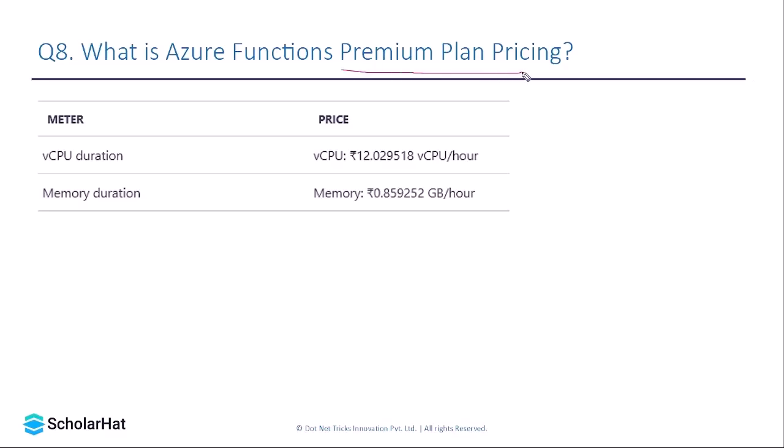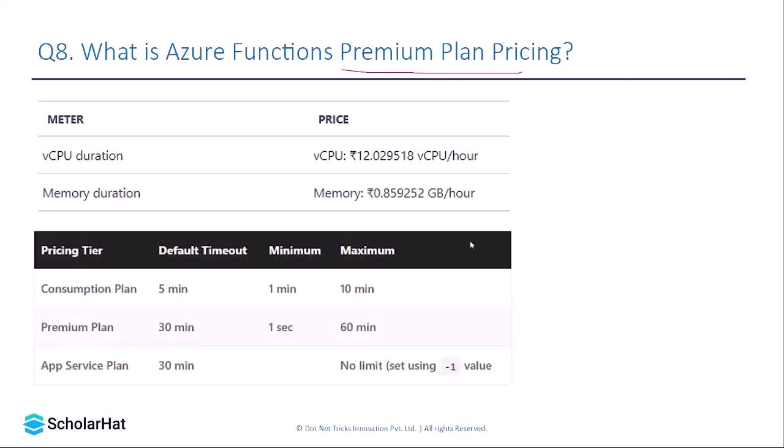Azure function premium plan billing is based on the number of cores and memory allocated across each instance. There is no execution charge with the premium plan pricing model of an Azure function. There are some default timeouts as well, which you need to take care of whenever you're dealing with an Azure function. So in a consumption plan, the default timeout of an Azure function is 5 minutes.